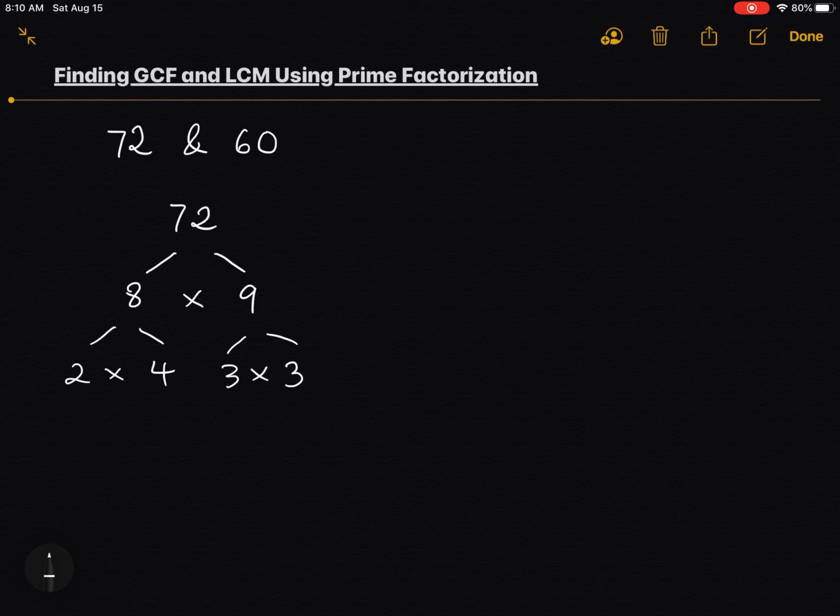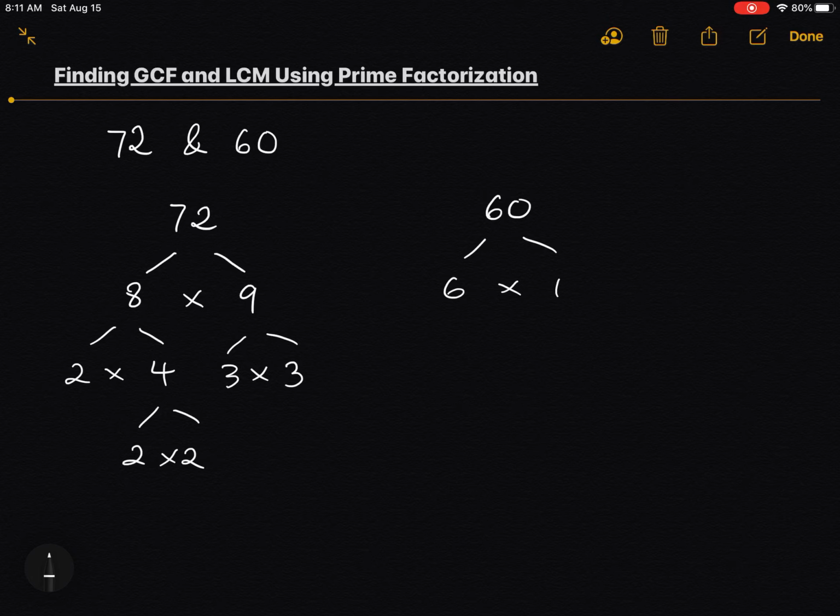2 is now reduced to the lowest as a prime number. 3 is also a prime number, but 4 isn't. So 4 can still be further broken down into 2 times 2. After we do this, we now have a factor tree that has broken down the number 72 into all prime factors. Next, we do the same thing for 60.